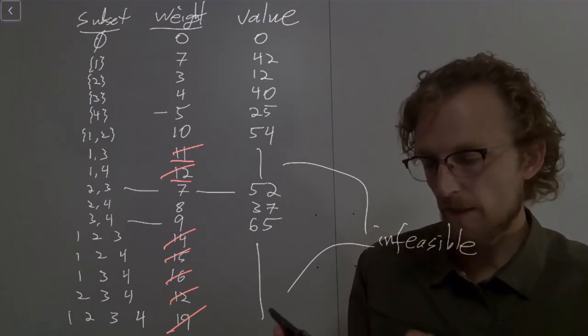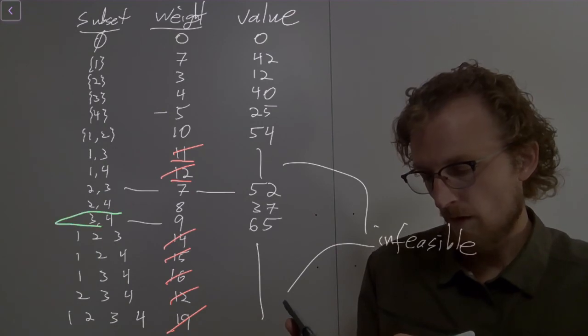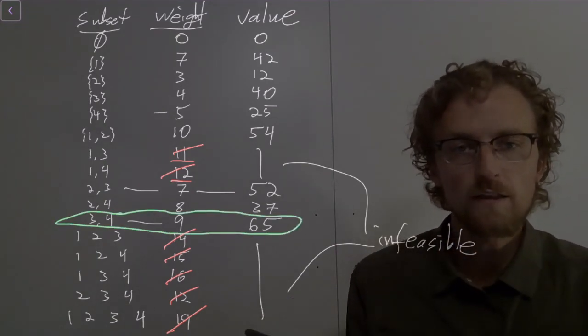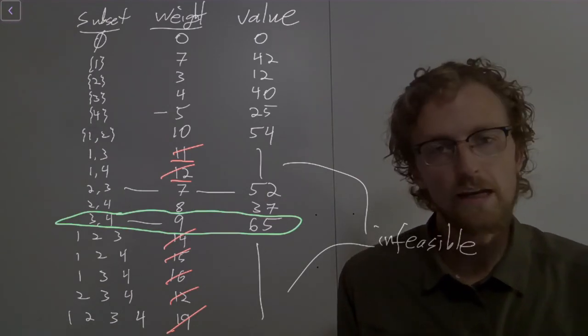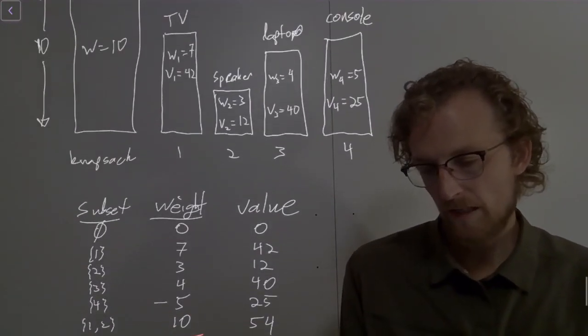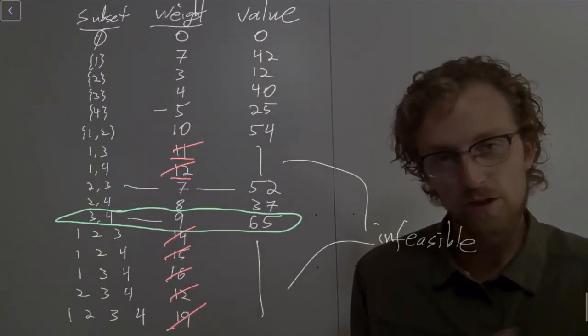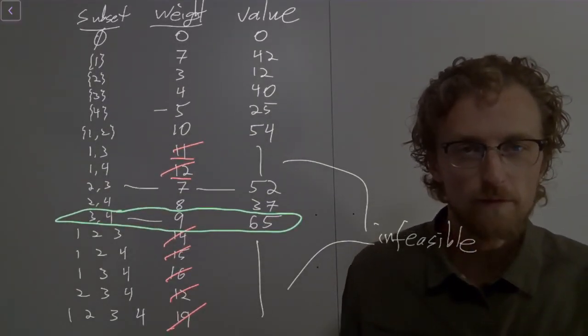So what's the best value? Well, it's this one. The optimal solution to this particular instance of the knapsack problem is to take items 3 and 4, which in my example is the laptop and the gaming console, and the two together will have a value of 65.